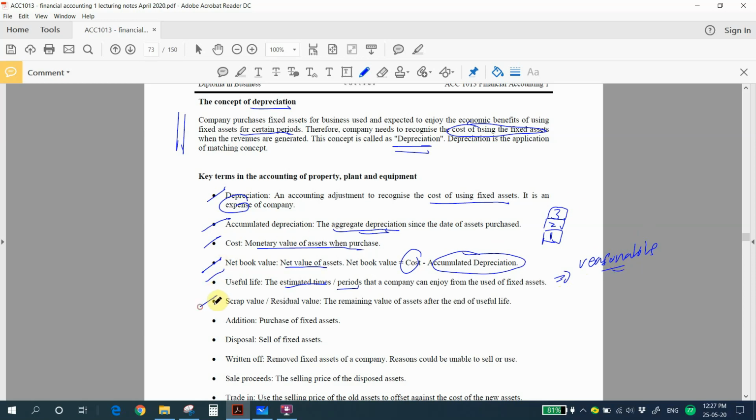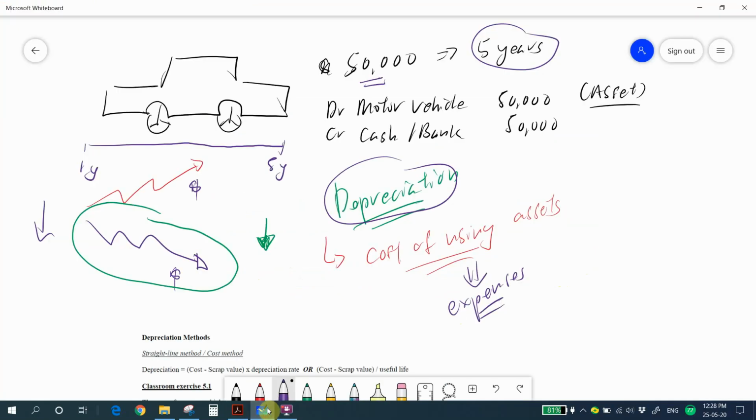Next one, scrap value, or another name called residual value. So this is the remaining value of the asset after the end of the useful life. So we go back to the example just now. Let's say we assume that the motor vehicle can be used for 5 years, right? So after 5 years, do you think that this motor vehicle still has a value for resale even if you have finished the useful life?